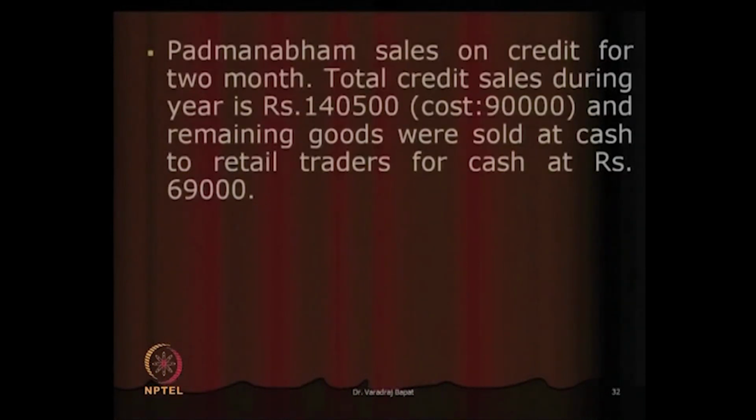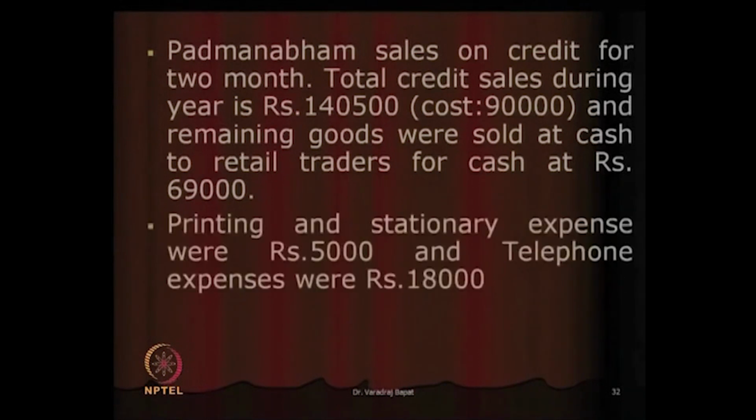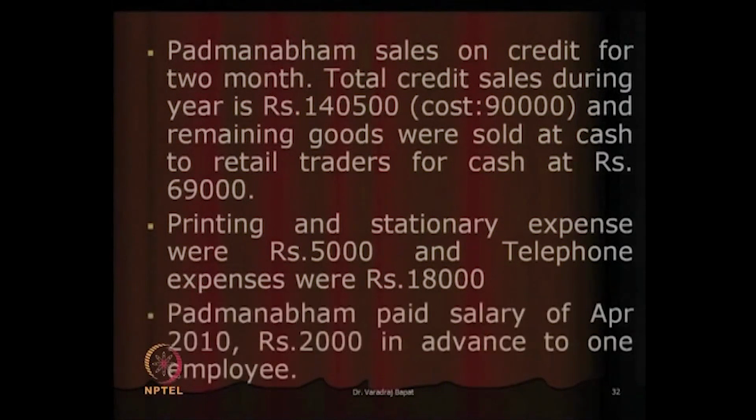Now, this is the information about sales. Sales on credit for 2 months. Total credit sales during the year are 1,40,000. The cost is 90, and the remaining goods were sold at cash to the retail trade for cash of rupees 6,90,000. Printing and stationery expenses were 5,000 and telephone 18,000.